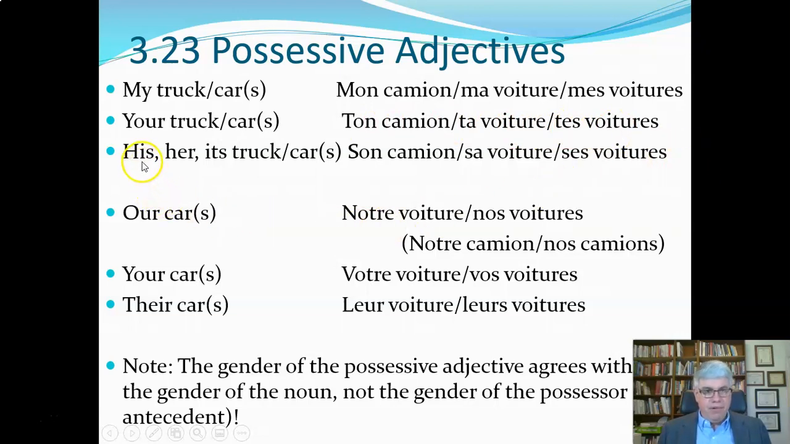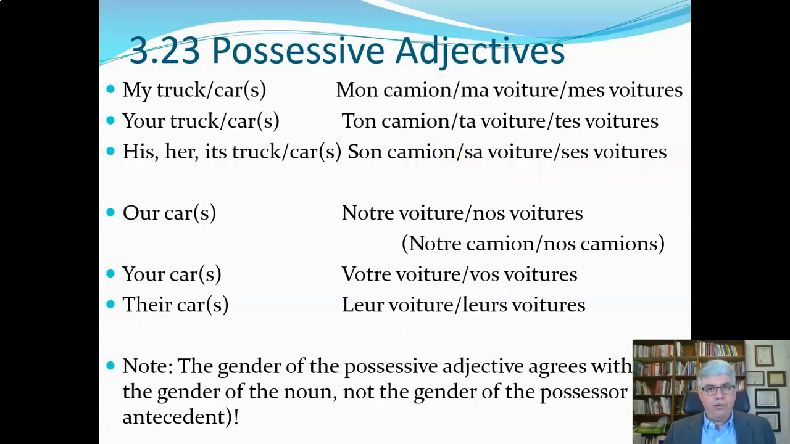Now, the tricky one is if I want to say his, her, or its truck or car, I would say son camion. So we use the s for the third person singular, son camion, and sa voiture. Since camion is masculine, I use son. Voiture is feminine, I use sa. Voitures with an s is plural, so I use ses, ses voitures. Now, this is tricky because if I say son camion, that doesn't necessarily mean his truck.